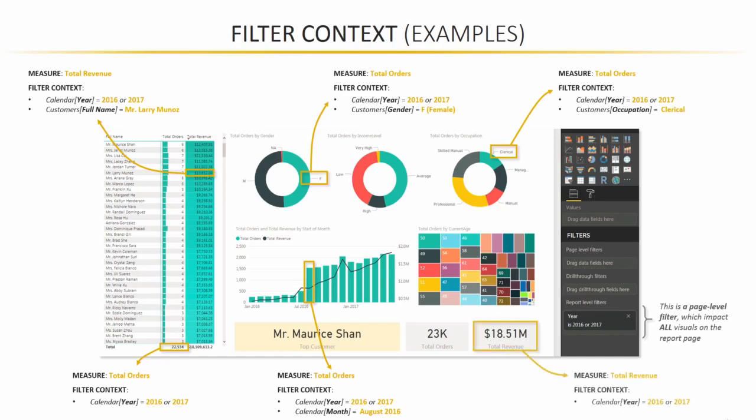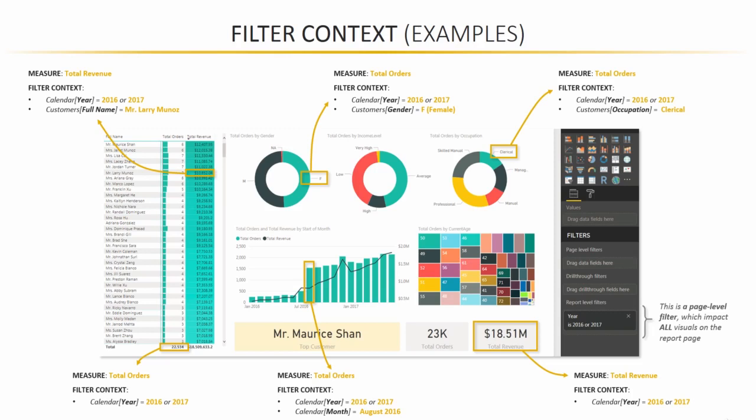Now, last example, looking at this card visual in the report. In this case, this number is acting almost like a grand total. There are no row labels or column labels or chart axes or visual level filters that would be impacting the value shown here. So what we're looking at is just the total revenue measure subject to those report level year filters. So hopefully these examples are helpful. I imagine that you're thinking to yourself, pretty straightforward, pretty intuitive.